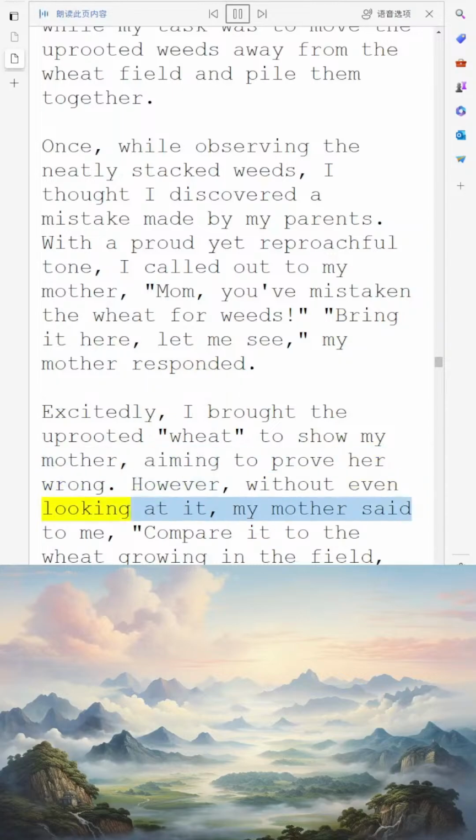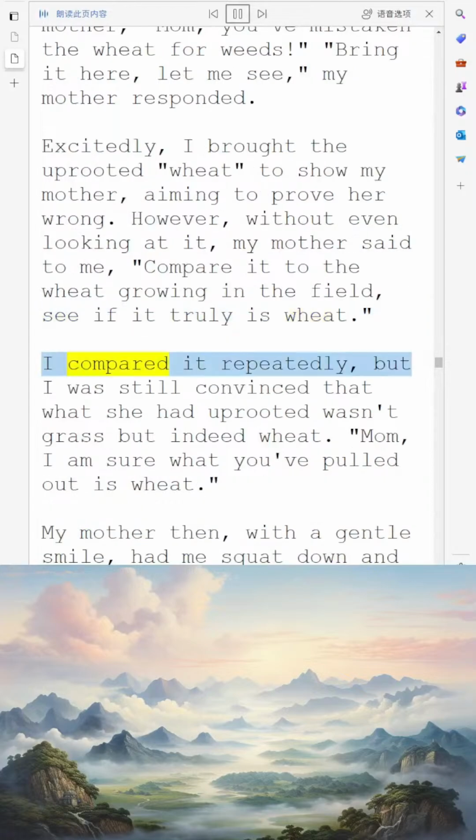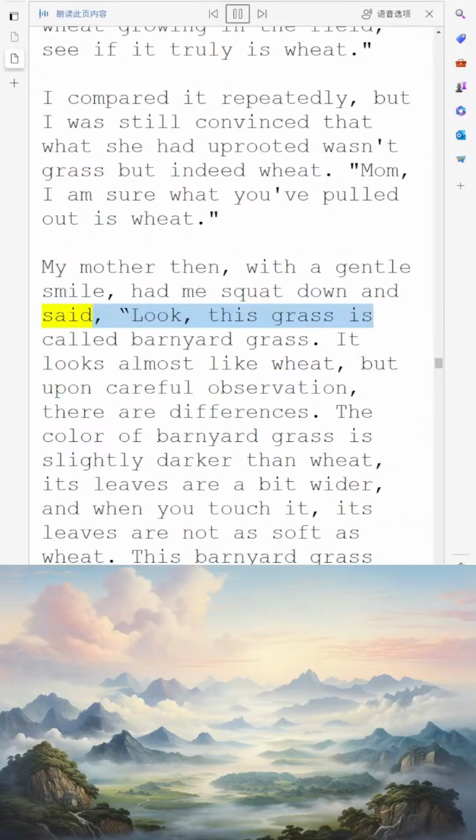However, without even looking at it, my mother said to me, "Compare it to the wheat growing in the field. See if it truly is wheat." I compared it repeatedly, but I was still convinced that what she had uprooted wasn't grass but indeed wheat. "Mom, I am sure what you've pulled out is wheat." My mother then, with a gentle smile, had me squat down and said, "Look, this grass is called barnyard grass.